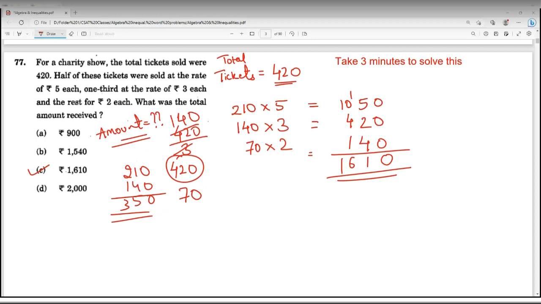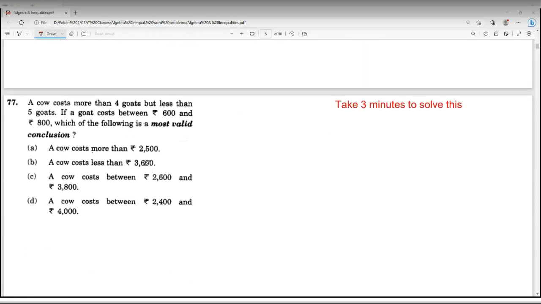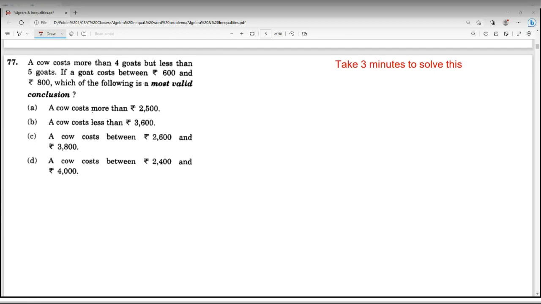If you have any doubt in this question, please ask. Since we have no questions on this, we'll move to the next question. Please take 3 minutes to solve this.